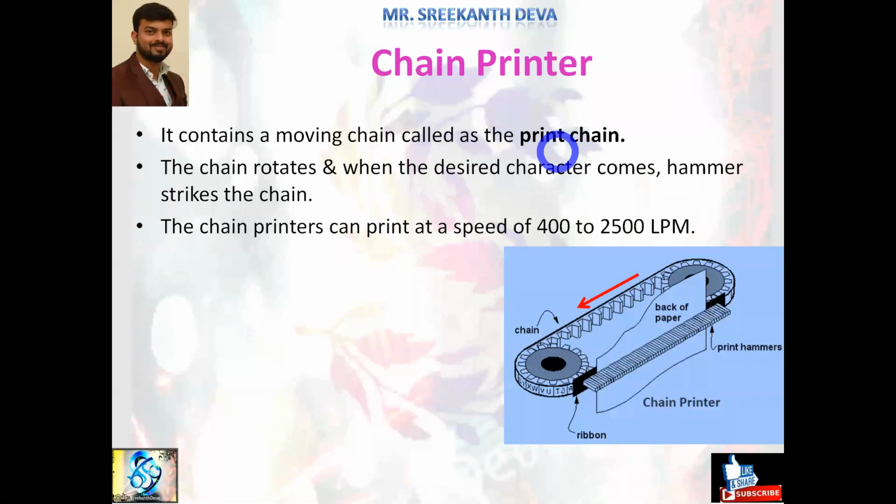What is this chain printer? Chain printers are line printers that contain a moving chain called the print chain. The chain rotates, and when the desired character comes, the hammer strikes the chain. This action presses the paper against a ribbon and against the character located at that position. The result leaves an impression of the character.